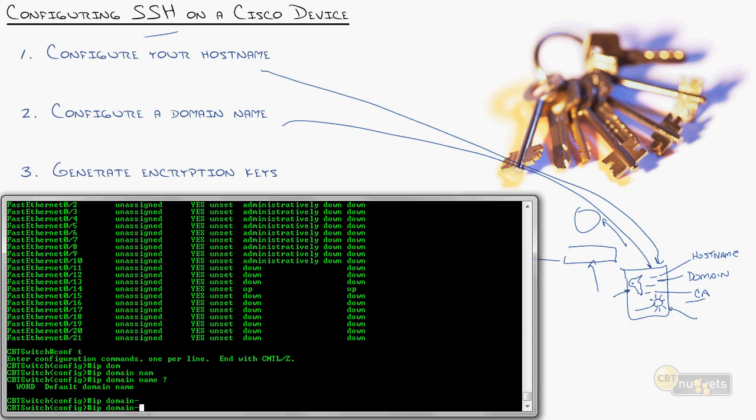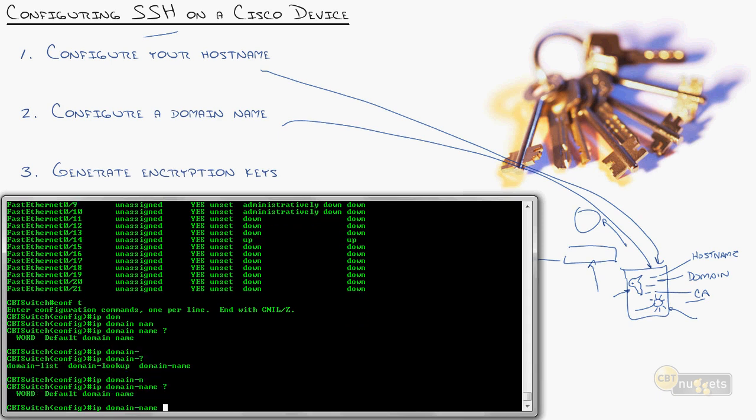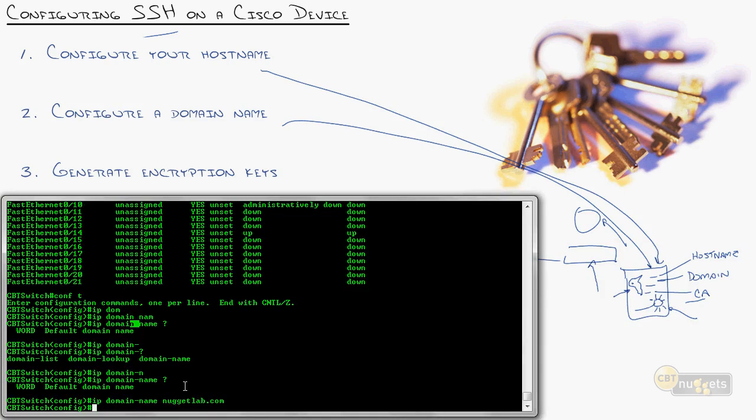Sorry, it's IP domain name. That's what it is. IP domain name, or it looks like we can do a space. Either one of those. Sometimes Cisco is inconsistent. You'll have two ways of doing the same thing. So IP domain name, we've got cbt switch dot... let's do nuggetlab.com. That will be our domain name that we're going to use.